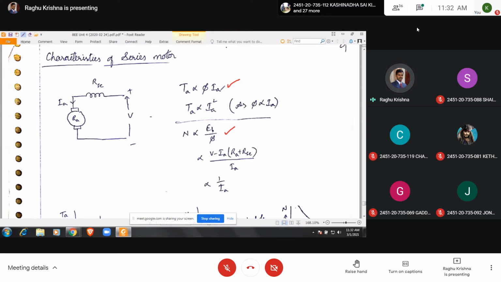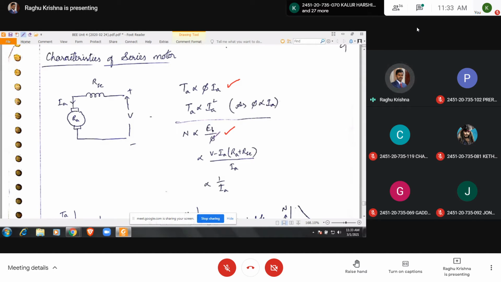Torque is proportional to flux into Ia. How did you get this one? From the torque equation, right? The first one, torque is proportional to phi into Ia. Next, phi is proportional to Ia, because the flux is proportional to the current. If the current is more, the flux produced by the winding will be more. Now torque can be written as torque is proportional to Ia square. Flux can be replaced with Ia, so Ia square. Next, speed is proportional to EB by phi. EB can be written as V minus Ia into RA plus RSC.